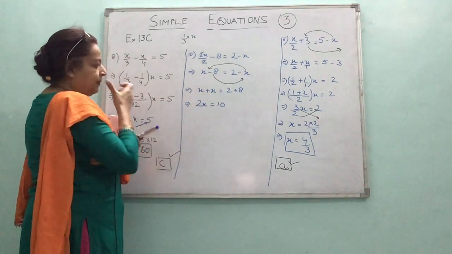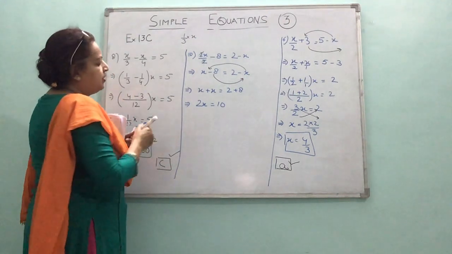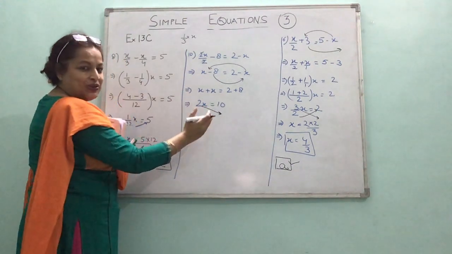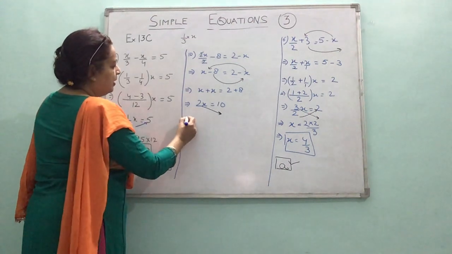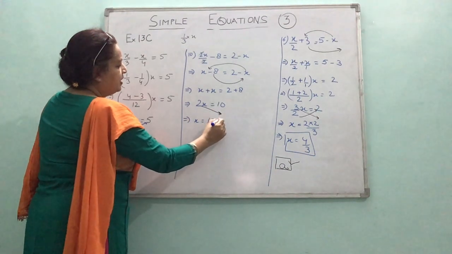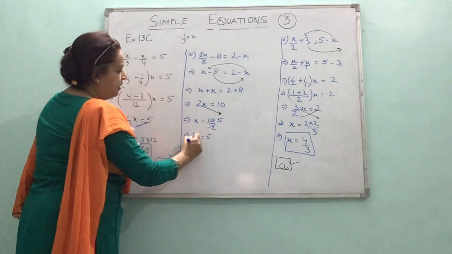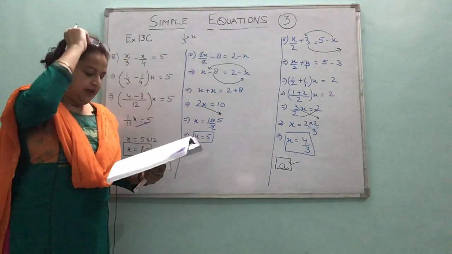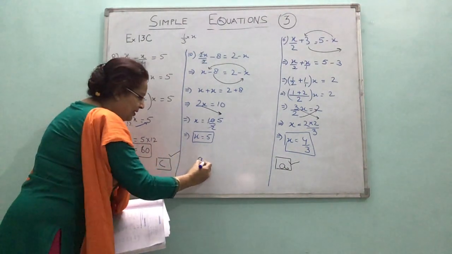Now again we stop because there is this transposition. So 2 should divide, right? It is multiplying, so it should divide. So what will you get? x is equal to 10 by 2, which is 5. So the value of x is equal to 5. Now let's see what the correct option is. By our calculation, x is equal to 5, so A is the correct option.